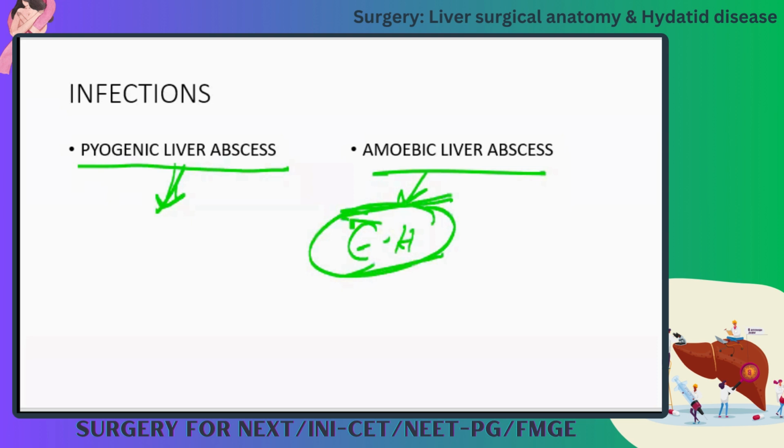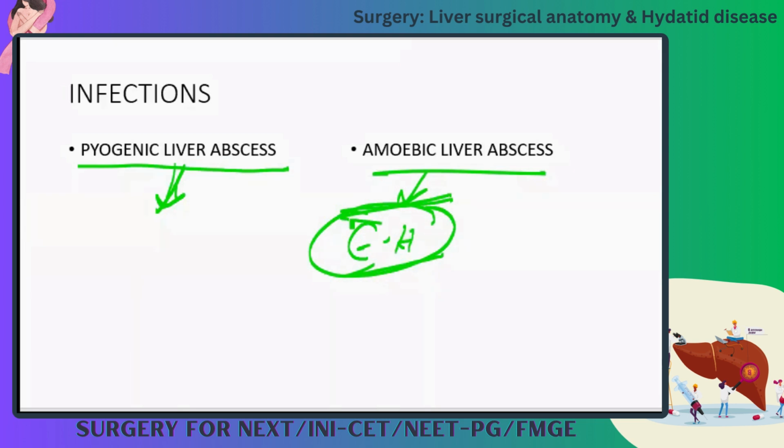So in pyogenic liver abscess, what are the clinical features with which the patient presents? Fever. Yeah, fever with chills and pain will be there. Where will the pain be located? Pain will be in the right upper quadrant. And history-wise, the patient will be an alcoholic. In the history they'll give you a 50-year-old chronic alcoholic, cirrhotic liver, complaining of right upper abdominal pain and fever with chills. So it will be a pyogenic liver abscess.